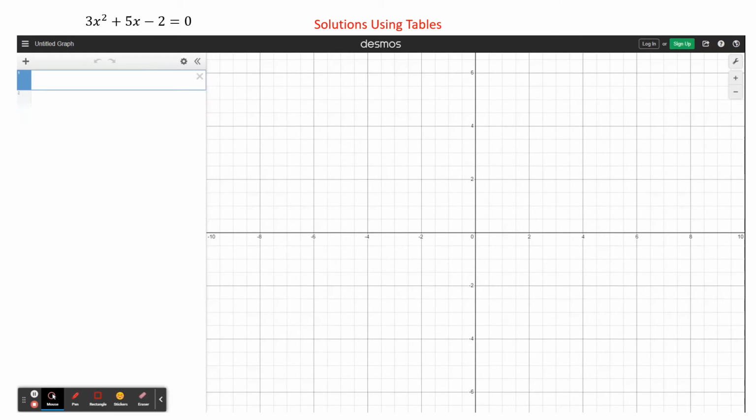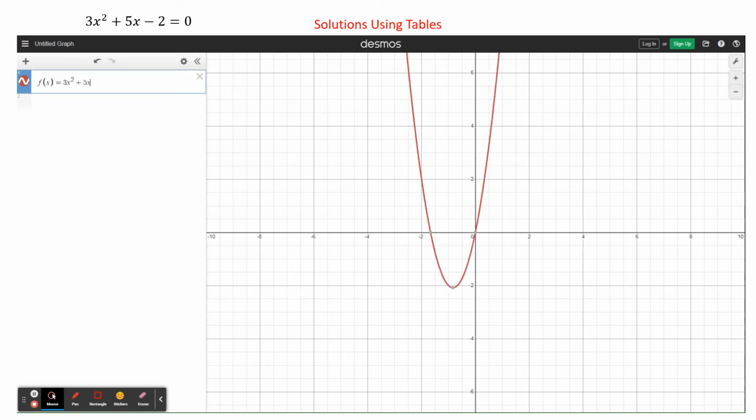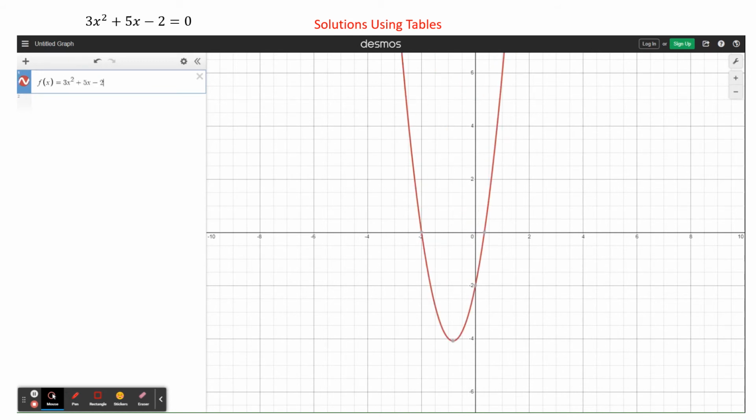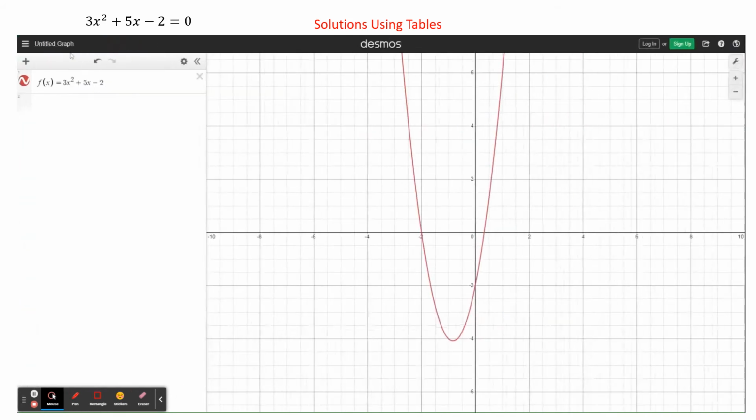Here, if we have 3x squared plus 5x minus 2 equals 0, we can graph this. We'll type it in. F of x equals 3x squared plus 5x minus 2. And so we have a couple. We're going to put in a table. Oops, that's not right. Let's close that one. The plus sign, table. We're going to put in a table, change the y1 to f of x1. It went above my function, that's okay.